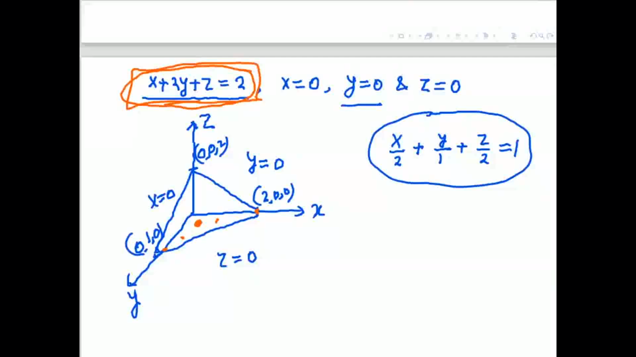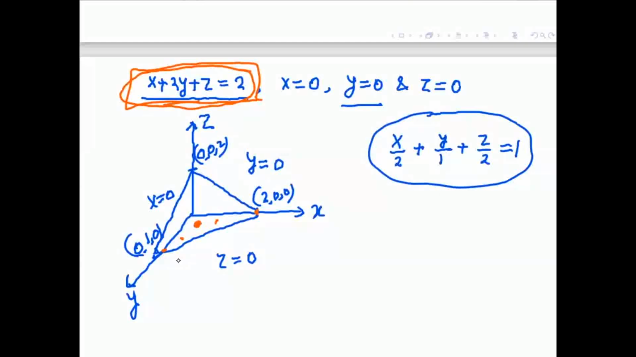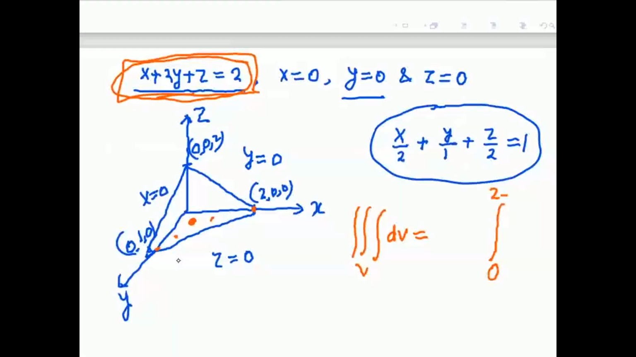So we are finding the volume of this region. The limit of z will start from 0, and the upper value of z will come from this plane: 2 minus x minus 2y. So this is the limit of z. So dz, then we will find the limit of y, and then we will find the limit of x also. So for the limit of z, does anyone have any doubt how this limit of z came?